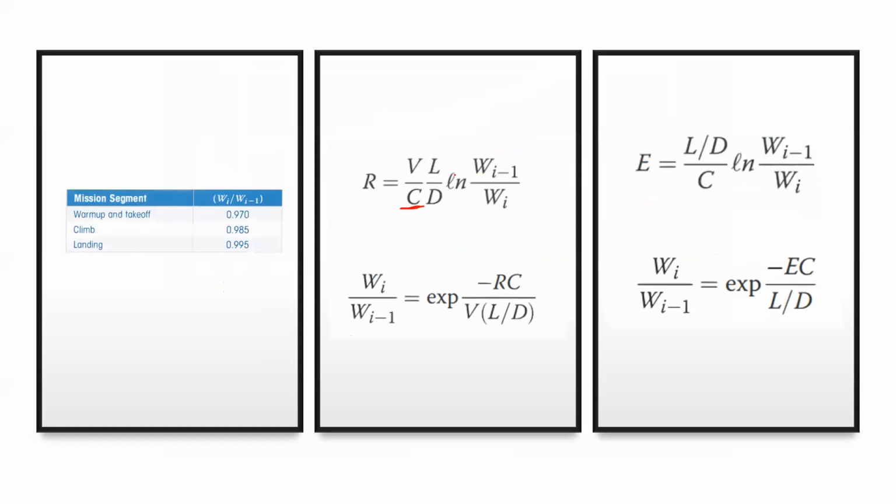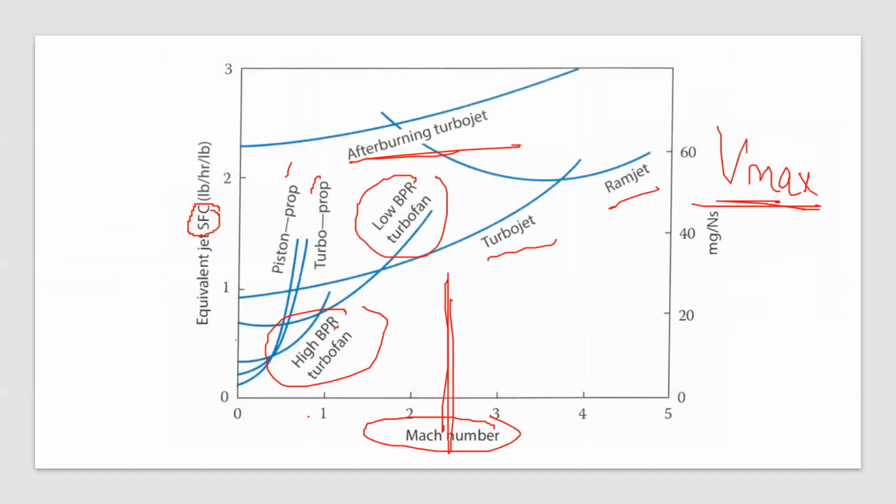Then you are ready to compute this, but still you don't have one number. What number don't we have in this range and endurance formula? "L by D." Very good, L by D. We don't have L by D. It's a complicated number, right? Usually we prefer L by D max. We want to fly the aircraft at L by D max usually. So we need the L by D max. So how do we get it?